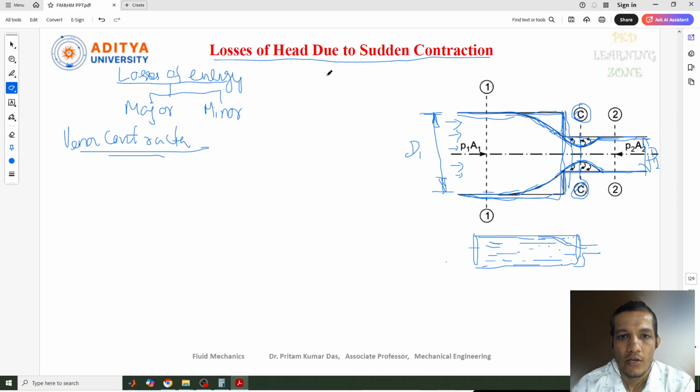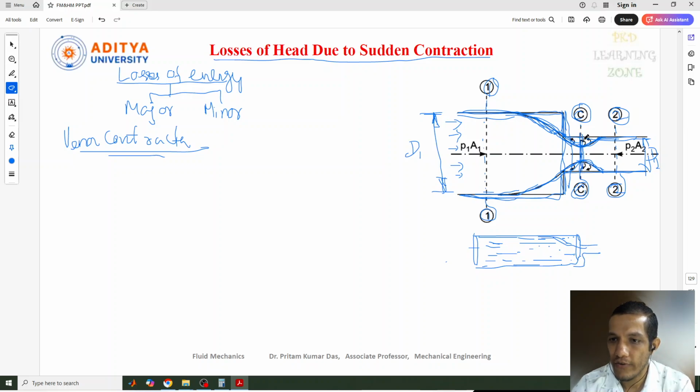Now, to understand this concept, we need to consider two different sections: section 1 and section 2. Now try to understand how the losses actually happen due to the sudden contraction. The flow area reduces, but after going some distance it again starts expanding, or enlarging. As I told you, this is the region of vena contracta.